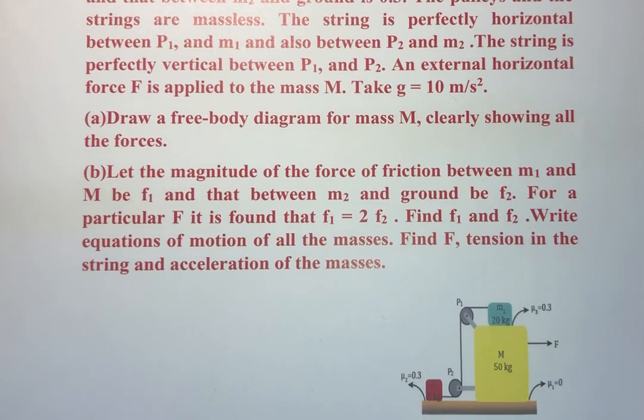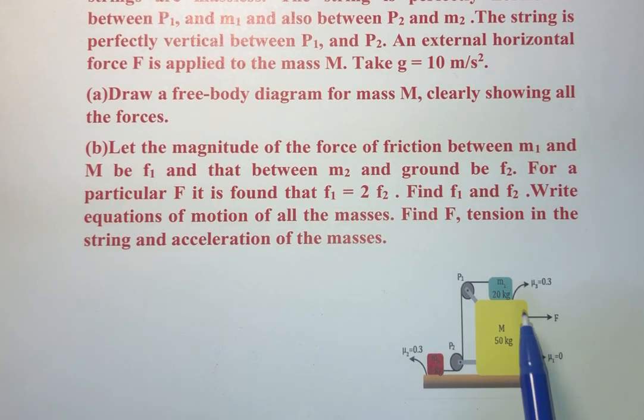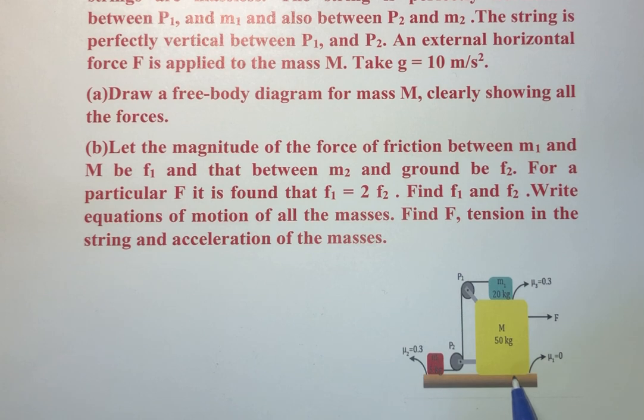So this is the figure in which, on mass capital M, a force F is being applied. M1 is the mass which is placed above the 50 kg and it is connected through a pulley with the mass M2 whose weight is 5 kg. Coefficient of friction between the mass M1 and 50 kg is given as 0.3 and M2 and ground is 0.3 and there is no friction between M and ground.